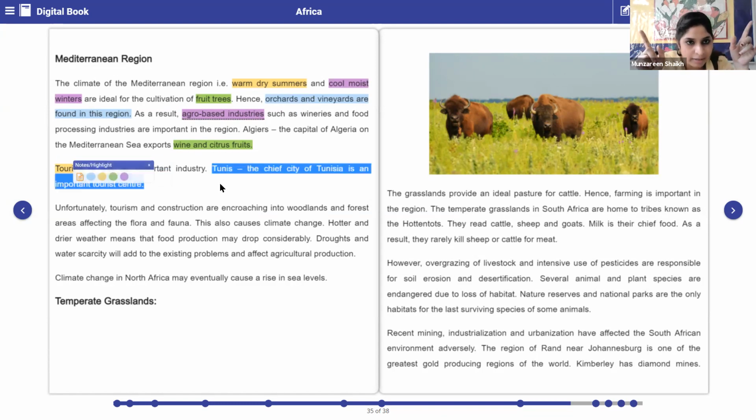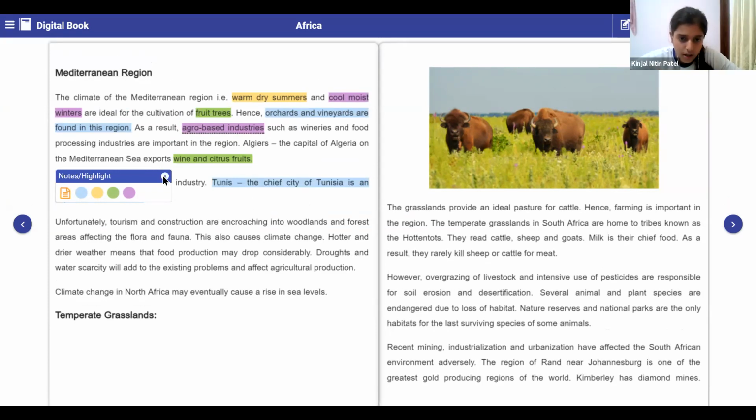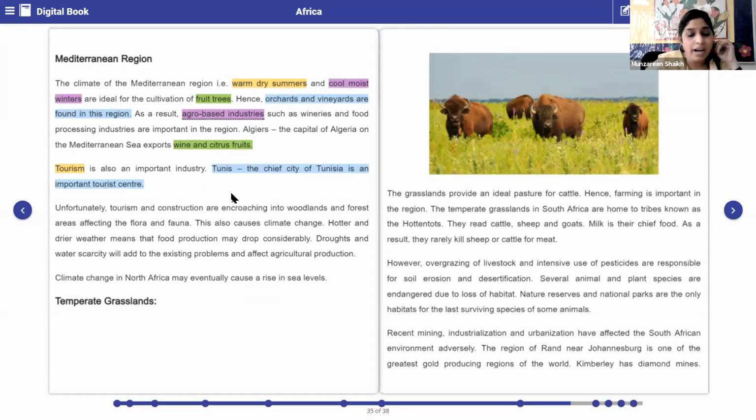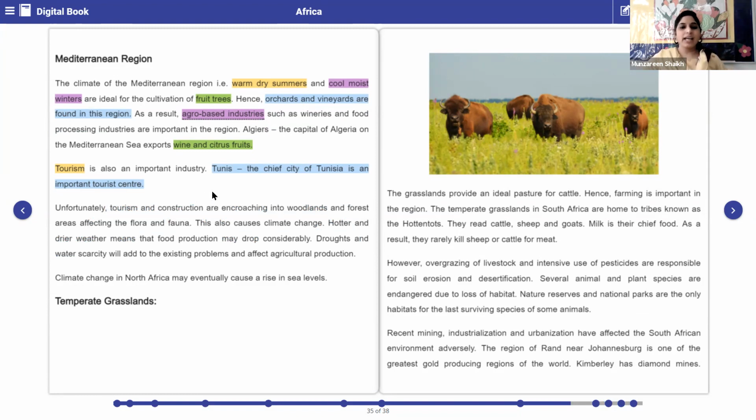So which is an important tourist center in the Mediterranean region? Tunis. Tunisia. And where is it located? Tunis, chief city of Tunisia. Okay. Next, unfortunately, tourism and construction are, again, see, first they tell you about the good things, what things are growing in this region, and then the next paragraph they'll give you a brief of how people are destroying that delicate ecosystem. Unfortunately, tourism and construction are encroaching into woodlands and forest areas, affecting the flora and fauna.